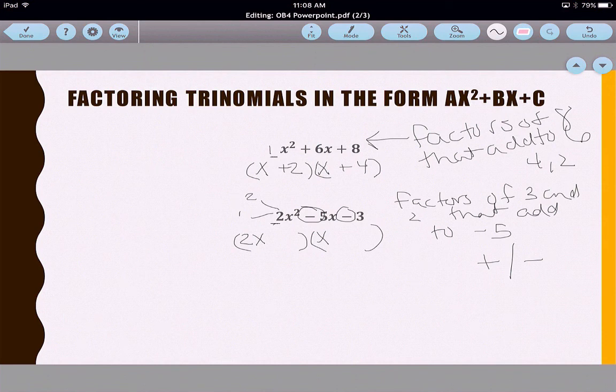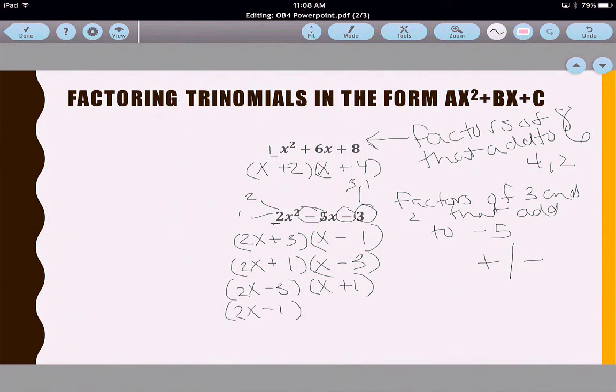The last thing I want to look at again are factors of 3, and luckily we only have 3 and 1. So that means we're either going to have 2x and x with a 3 here and a 1 here, or 1 here and a 3 here. Then we just have to figure out our signs. Again, maybe we have a positive sign here and a negative sign here, or a negative sign here and a positive sign here, and I want to make 2 more with just the opposite signs. So these are all of our possible factors, but only one of them is actually a factorization of this polynomial.